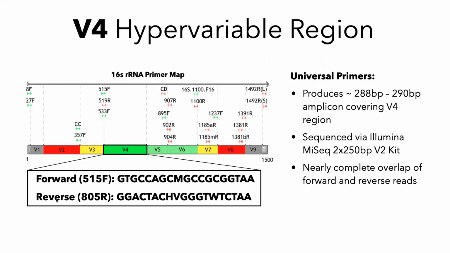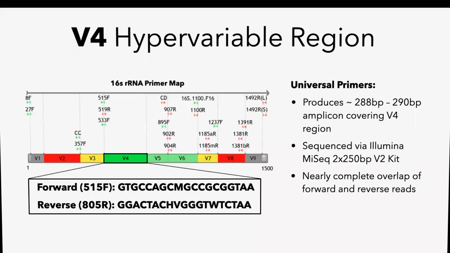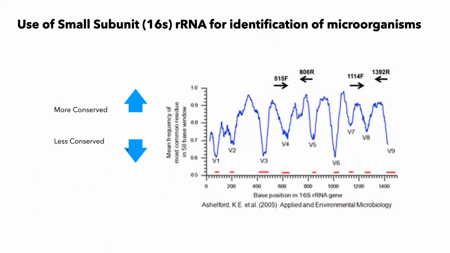So V1 to V9 are called hypervariable regions. The overall gene, the 16S gene, which is 1,500 nucleotides long, is more conserved, but the specific regions are actually hypervariable. So they have a higher variability. Let's take a look. I actually have a slide here about those hypervariable regions. This is the frequency of the most common residue in a 50 base window.